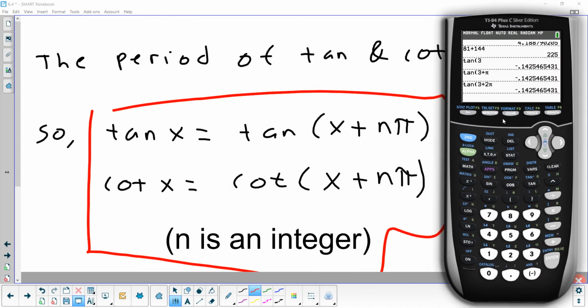And what's pi in degrees again? How much? Yeah, 180.